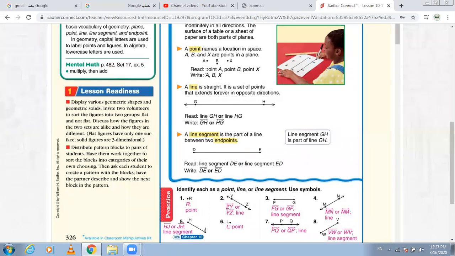So how can I name it? How can I write this point? You only have to write the letter. Only you have to write letter A. We finish from point. Now we will go to the line.